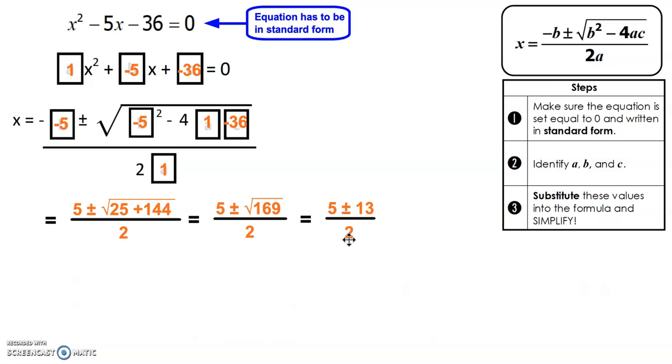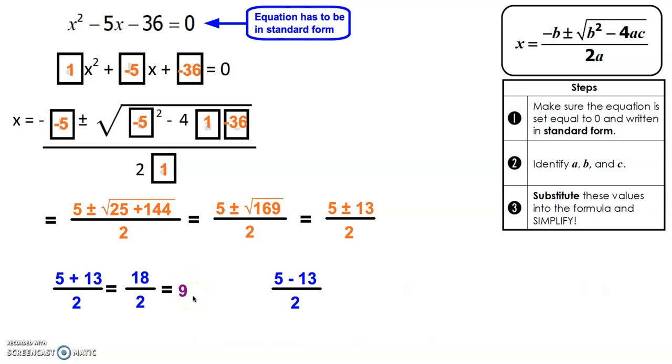So that means I really have my two solutions, one where I'm adding 5 and 13, and one where I'm subtracting 5 and 13. So my solution will look like 5 plus 13 over 2, or 5 minus 13 over 2. And that's going to give me my two solutions. So what is 5 plus 13? That's 18 over 2, which gives me 9.